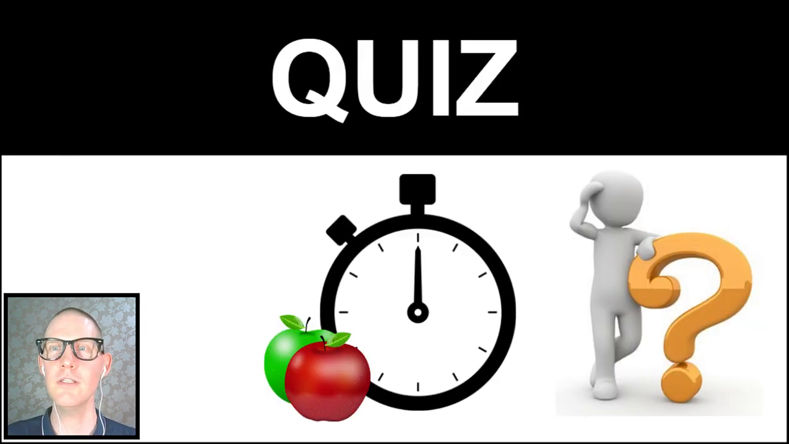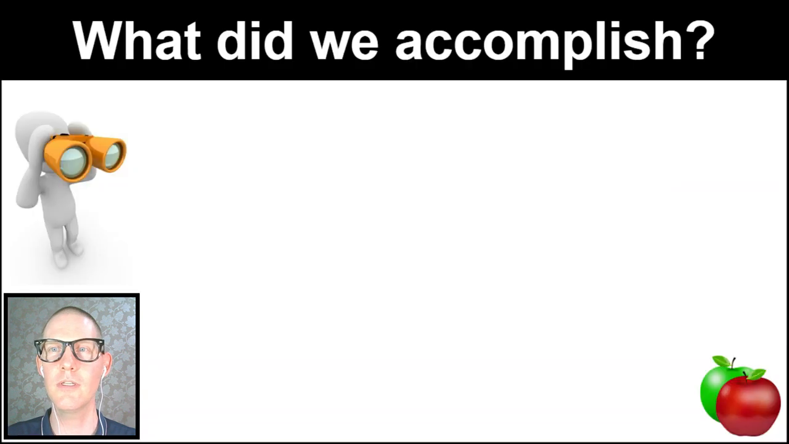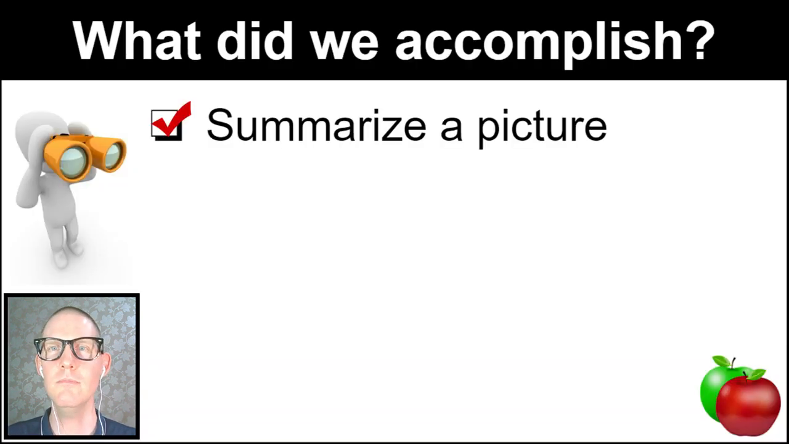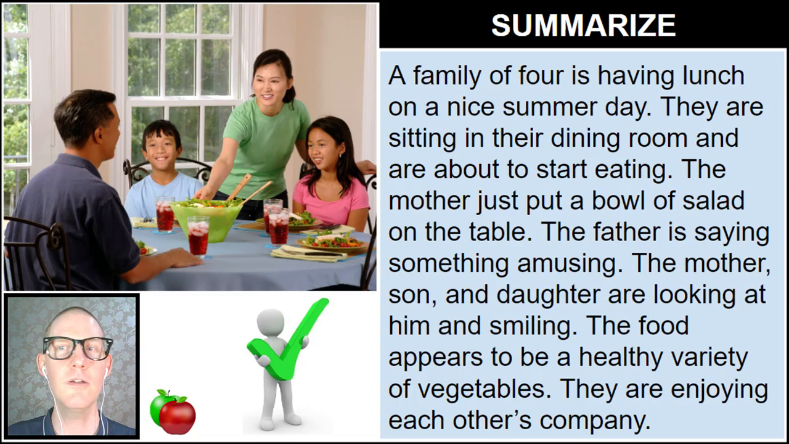Okay, so we just finished the quiz. It's my first quiz with 6 questions. Wonderful. All right, let's take a look. What did we accomplish in this lesson? Well, did we summarize a picture? Yes, we did. We summarized this beautiful picture right here of the family and everything that was happening. Let's see. And here was our summary, right? Not a lot of details, but enough information to know what's happening, right?